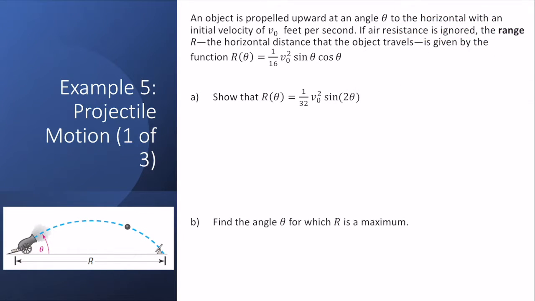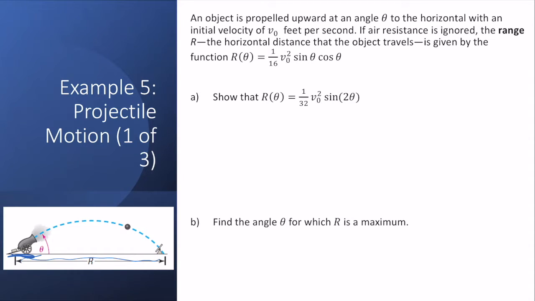So let's take a look at example 5. An object is propelled upward, apparently from a cannon, at an angle theta to the horizontal, meaning just like to the ground, right? With an initial velocity of v naught feet per second. If air resistance is ignored, because why not? The range r, the horizontal distance that the object travels, is given by this function: r of theta equals 1/16 v naught squared sine theta cosine squared theta.